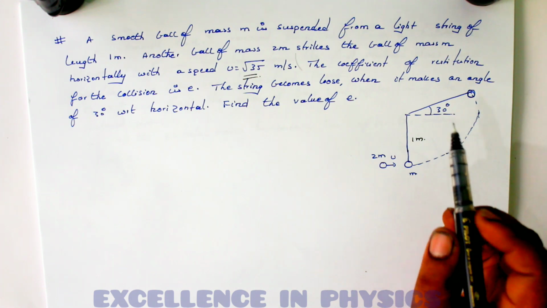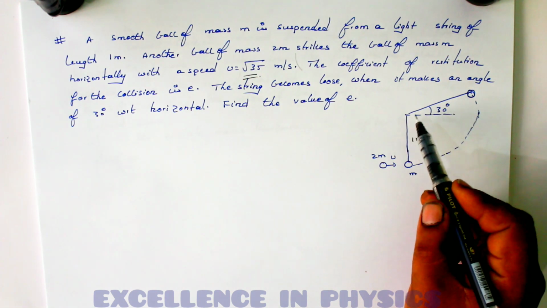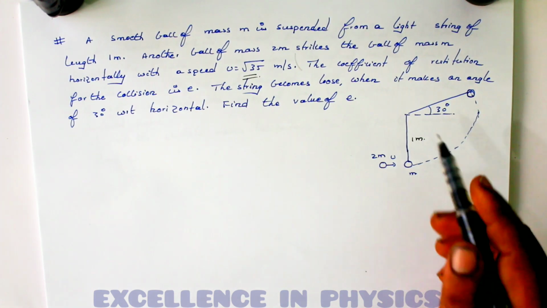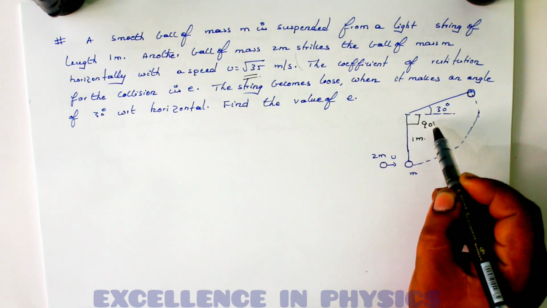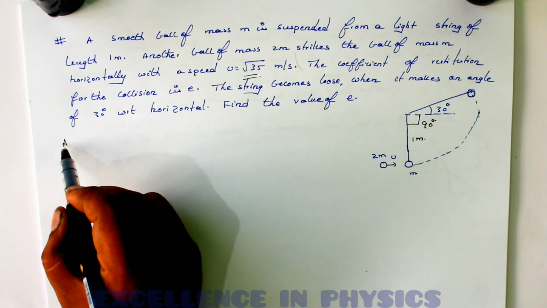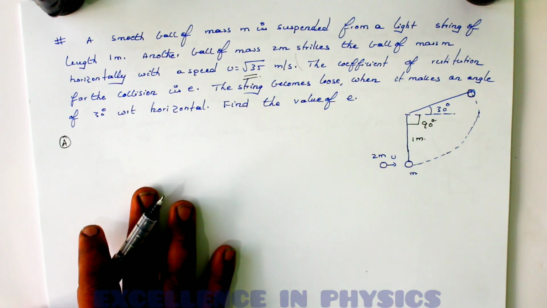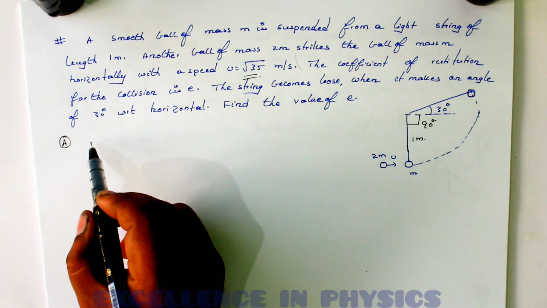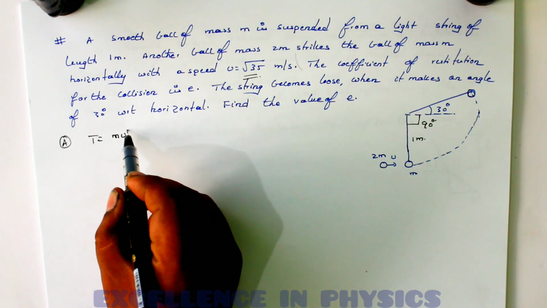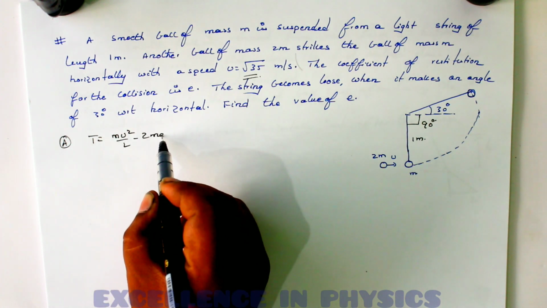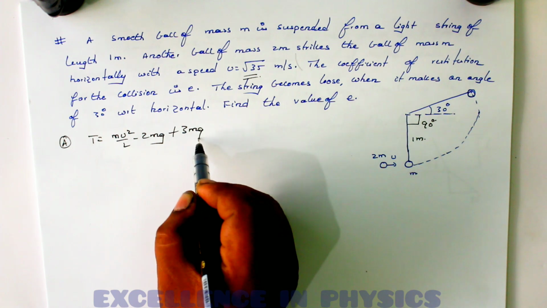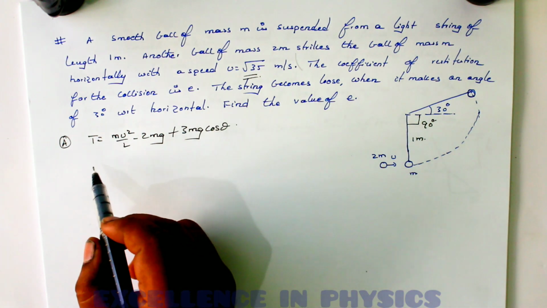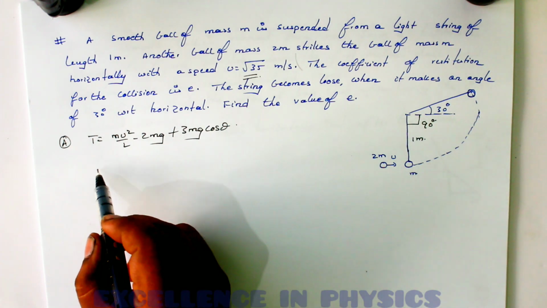So what is meant by the string becoming loose? It means tension becomes 0 after covering an angle of total 90 plus 30 equals 120 degrees. And in vertical circular motion we have already studied the equation for tension at any angle theta. So T is equal to mu square by L minus 2mg plus 3mg cos theta. So this is the equation of tension for any angle theta. Here at an angle of 120 degrees tension is becoming 0.